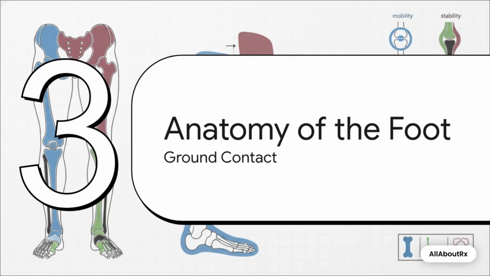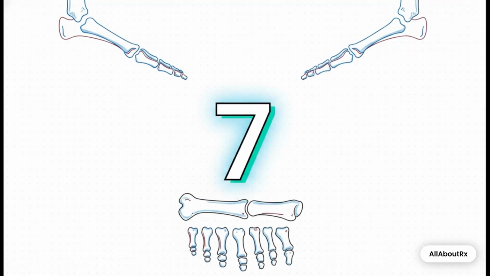Section 4. Anatomy of the foot. Ground contact. 7. That is a very important number for the foot. While the human hand has 8 carpal bones, the hind foot and midfoot contain exactly 7 tarsal bones. These interface with your 5 metatarsals and 14 phalanges to create a dynamic, incredibly supportive platform.